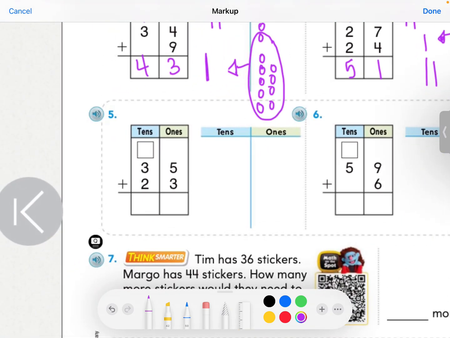Number 5, 35 plus 23. I'm going to draw out 35, 3 10s and 5 1s. I'm going to draw out 23, 2 10s, 3 1s. First question I ask myself, how many 1s do I have? I have 8 1s. Is that enough to make a 10? It's not, so I'm just going to record that 5 plus 3 is 8. 3 10s plus 2 10s, 30 plus 20 is 50, so my answer would be 58.